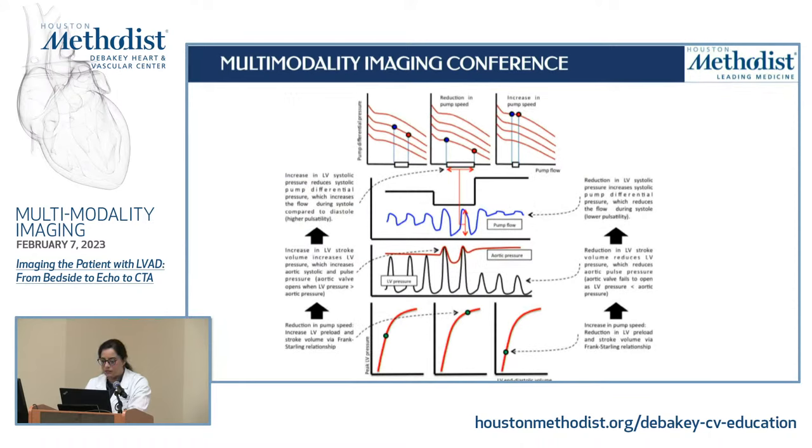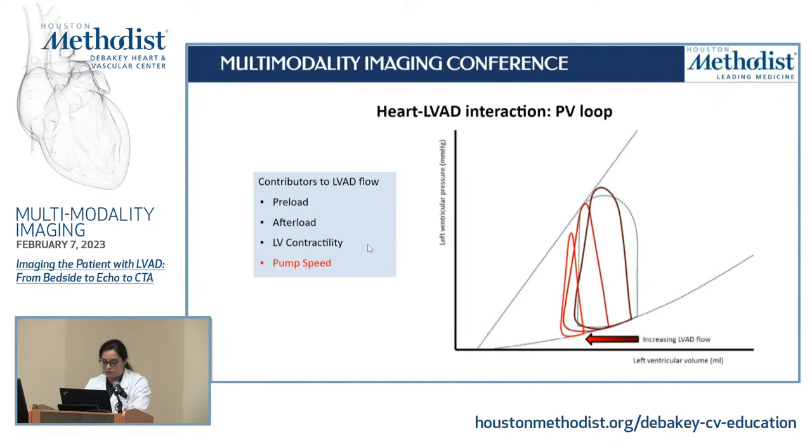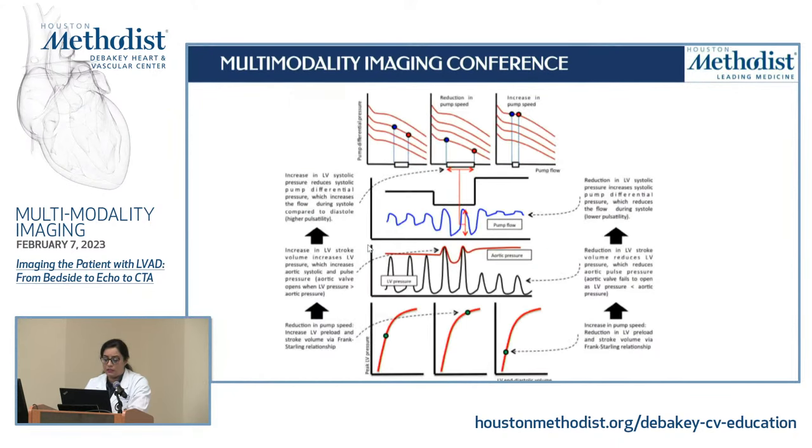This is the same exact thing, but in a more graphical way. If you increase the LVAD pump speed, it reduces the LV stroke volume, and this reduces the LV pressure, and the pulse pressure reduces. The waveform becomes more straight when we look at it in the cath lab with an arterial line. And this is the effect of increasing the pump speed. And the opposite occurs if you decrease the speed: the pulse pressure will increase, and so you will have more output from the LV itself.